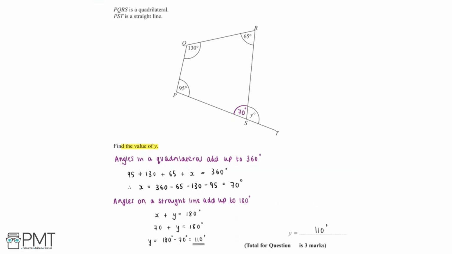Now this question is worth 3 marks. We get the first mark for using the fact that angles in a quadrilateral add up to 360 degrees in order to find that the value of x is equal to 70 degrees. We get the second mark for using the fact that angles on a straight line add up to 180 degrees in order to say that 70 plus y is equal to 180 degrees. And we get the third and final mark for using this in order to find the value of y, and for saying that the value of y is equal to 180 take away 70, which is equal to 110 degrees, allowing us to get the full 3 marks needed in this question.